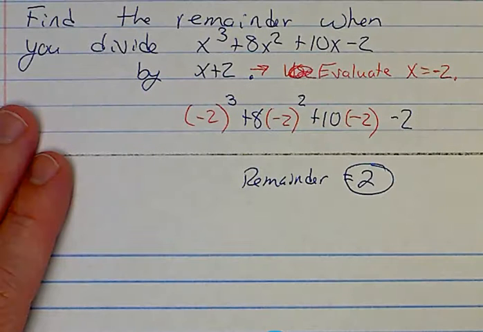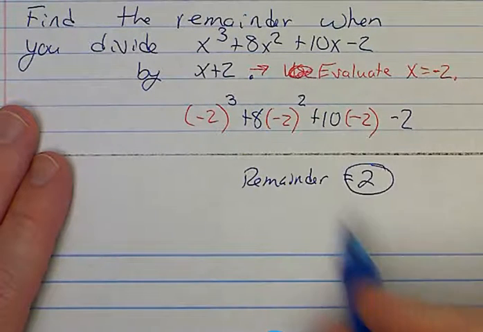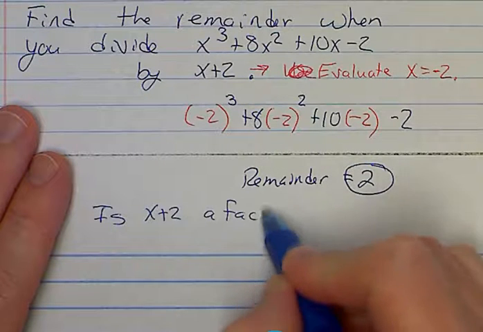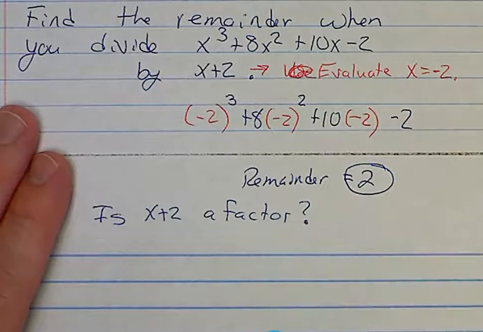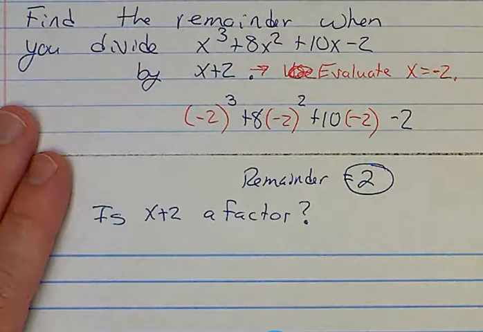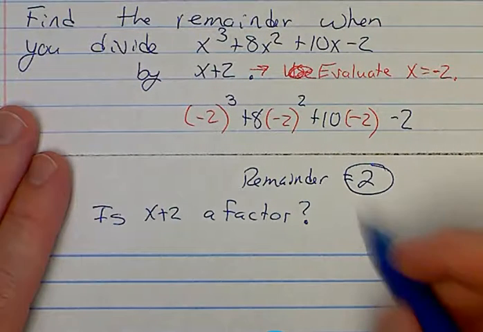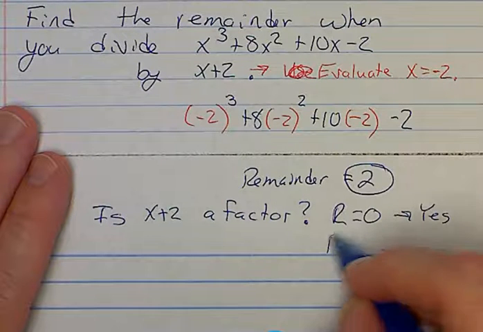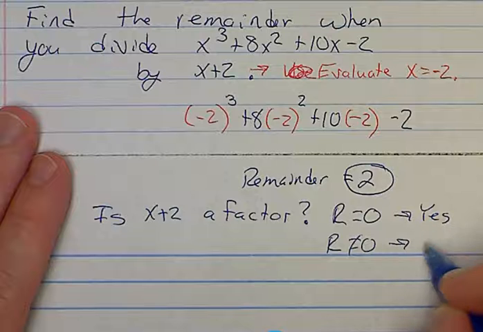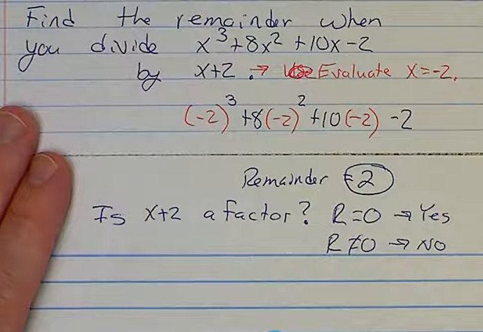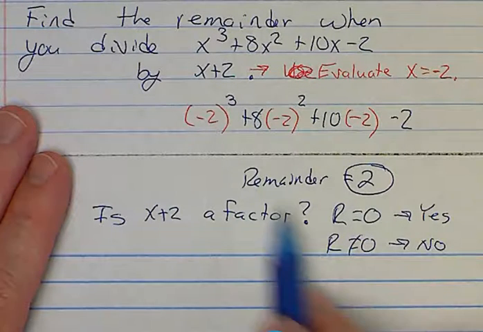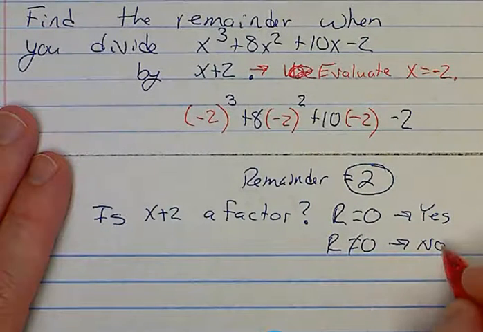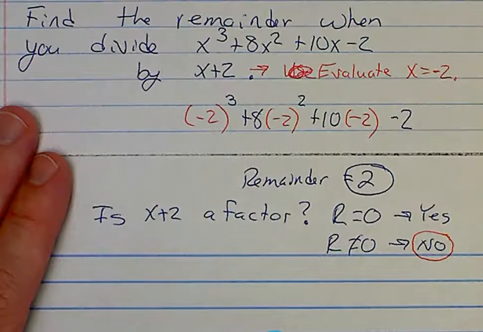The only other question they can spin off this one is they may ask you, is x plus 2 a factor? Basically the answer is this: if your remainder equals 0, that's a yes. If your remainder does not equal 0, that's a no. So for this one, since the remainder equals 2, if they ask you, is x plus 2 a factor of that expression, then that part would be no.